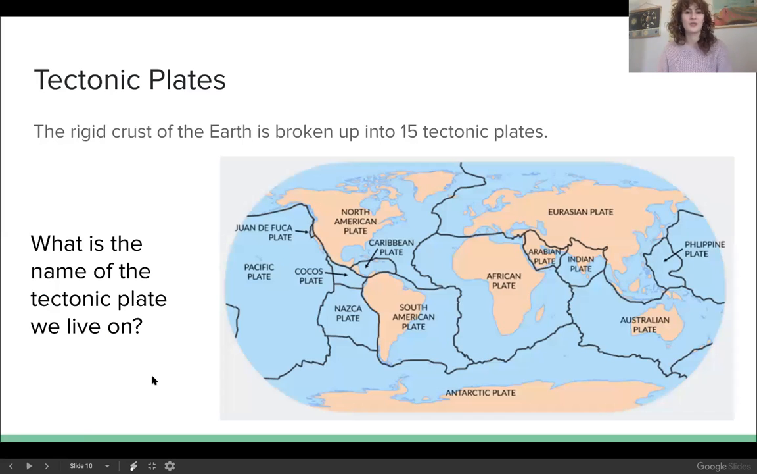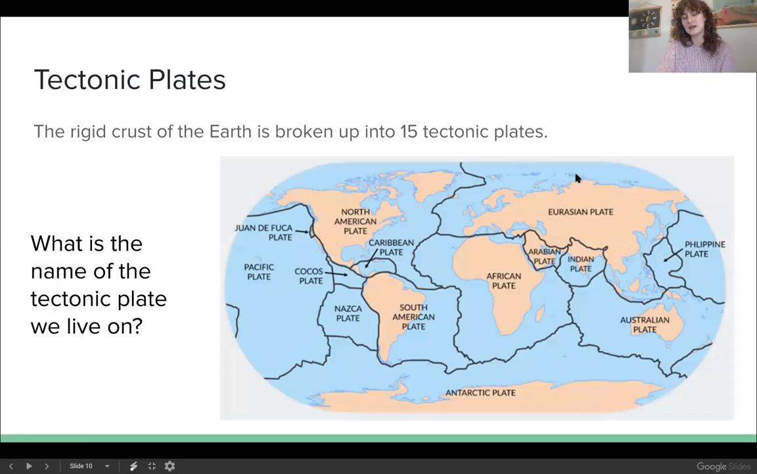All right, so let's talk about tectonic plates. The outside of Earth is kind of like an eggshell, but it's a cracked eggshell. It's not one solid piece. So the rigid crust of Earth is broken up into 15 tectonic plates. That's what we call them. So each of these lines represents a crack in the Earth's crust, the outline of a plate.